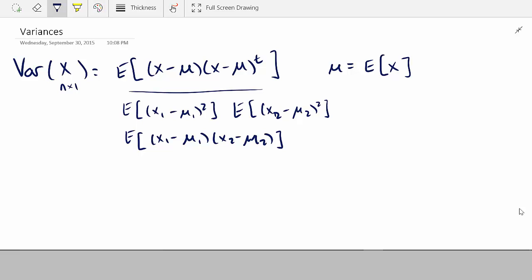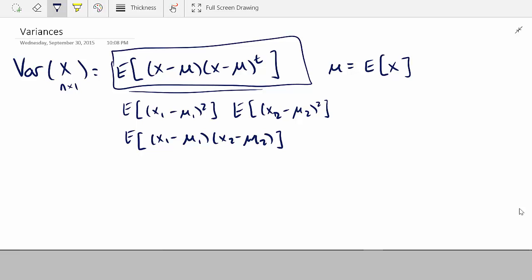And that is exactly the covariance between x1 and x2. So the ijth element of this matrix is the covariance between the ith element of the vector x and the jth element of the vector x. So this quantity is called the variance covariance matrix.